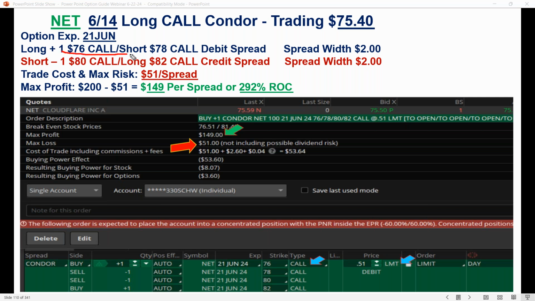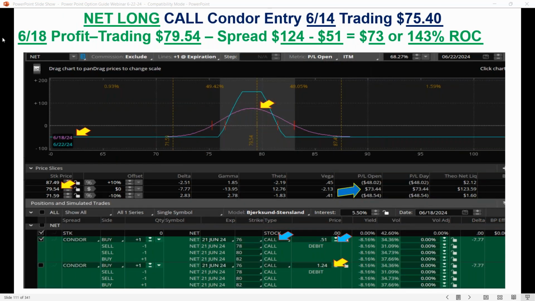So it was long the 76/78 call debit spread, $2 wide, shorted against it the 80/82 credit spread, $2 wide. Total risk, $51. Potential profit, the $2 wide spread less that risk, $149, a 292% potential return. We closed it out on Tuesday, right there. We didn't get the max, but we still had a great return. The spread went from 51 to 124, so up $73, a 143% return. Low risk trade, positive theta, and that was one we did just recently on NET.